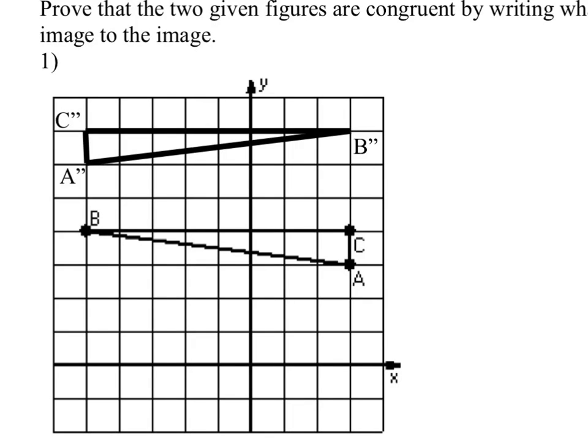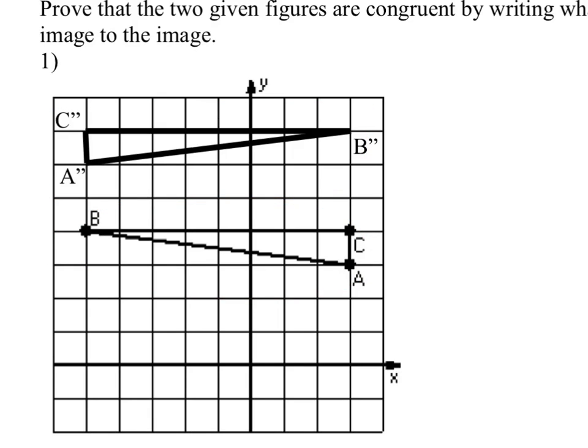Alright, this is the solutions for the back part of the proof congruence using transformations assignment. So what you need to do is you're given a beginning figure and then an ending figure, and you need to figure out what series of rigid transformations carry one figure onto the other. Namely, from this starting figure to this ending one.